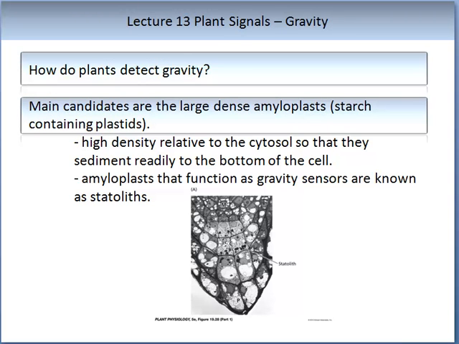So how do plants detect gravity? Well, the main candidates are the large, dense amyloplasts, or starch-containing plastids. They are highly dense relative to the cytosol, so they sediment to the bottom of the cell. The amyloplasts that function as gravity sensors are known as statoliths.